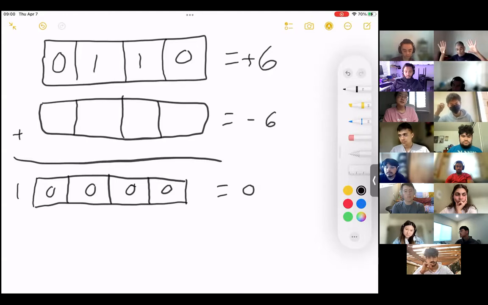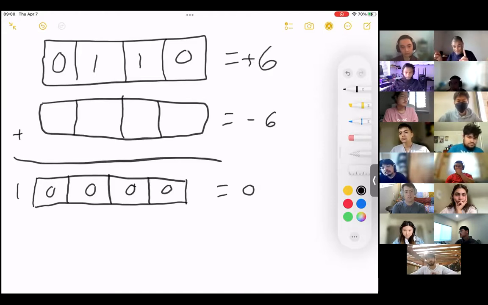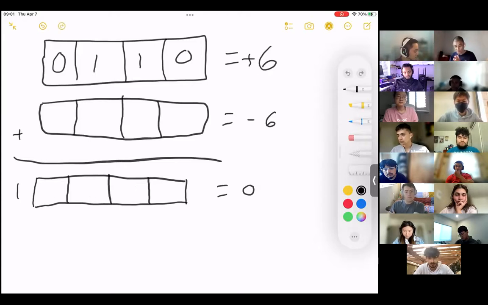Should all be equal to 2? Well, there's no 2 in binary. 1. Oh, okay. Yes, 1. Because think about it, in decimal, we didn't put all 10s, we put all 9s. So it's 1 less than the base. So we want a number that if you add to 0, 1, 1, 0, gives you all ones, 1, 1, 1, 1. Yes or no?